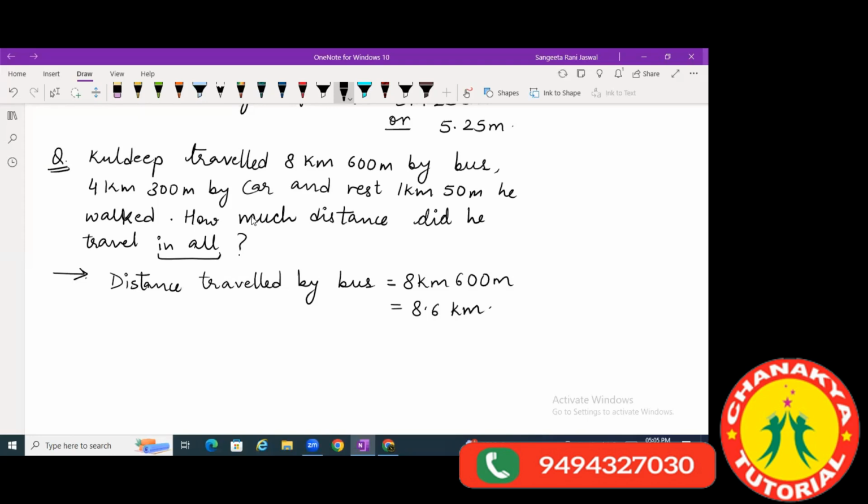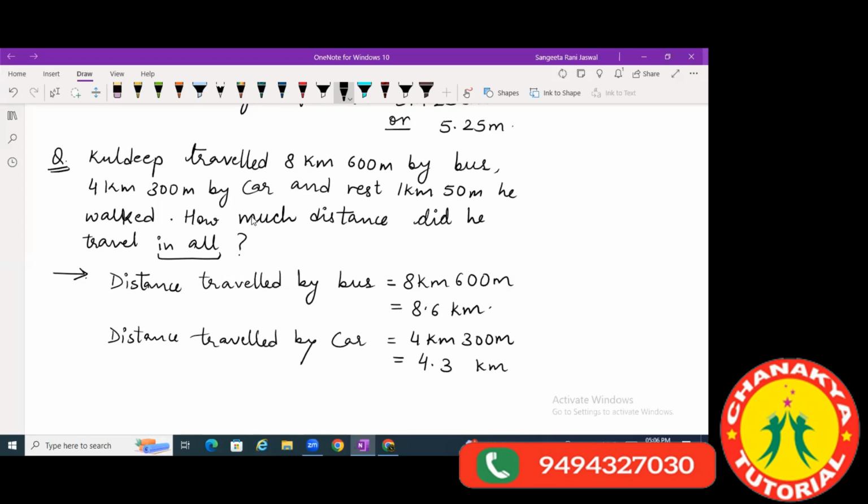Okay. Harshit, tell me the next statement. Ma'am, distance traveled by car. Very nice. Distance traveled by car is equal to 4 kilometers, 300 meters. And if I convert this to kilometers, then what? It will become 4.300. But whether I put zeros here or don't write zeros here, that will not make any difference. Okay? Yes, ma'am.